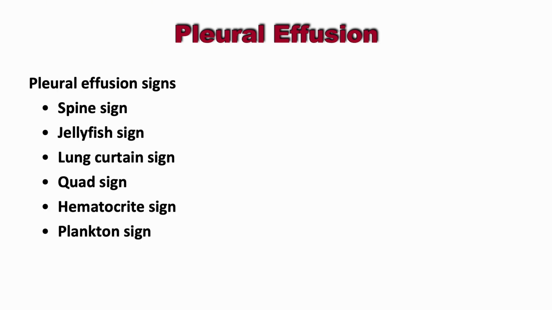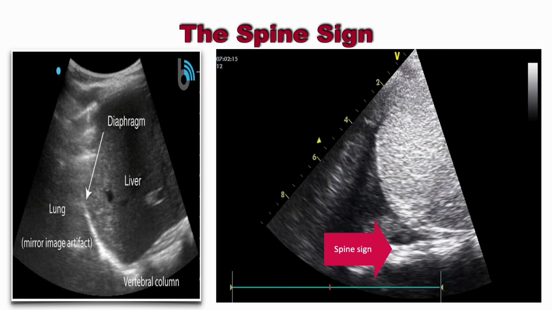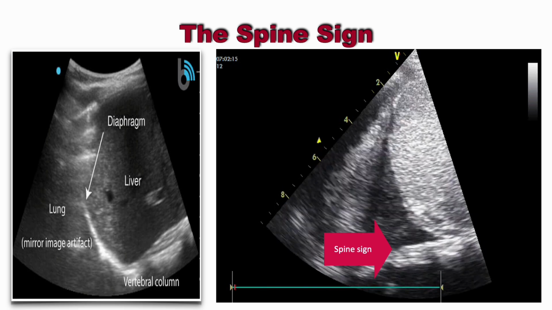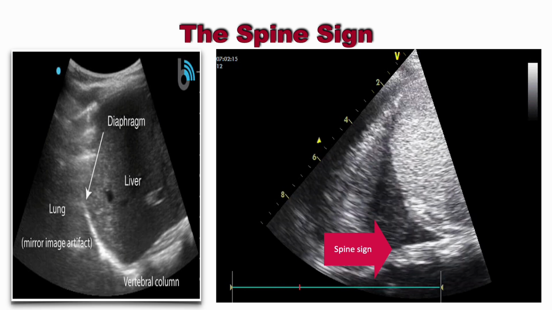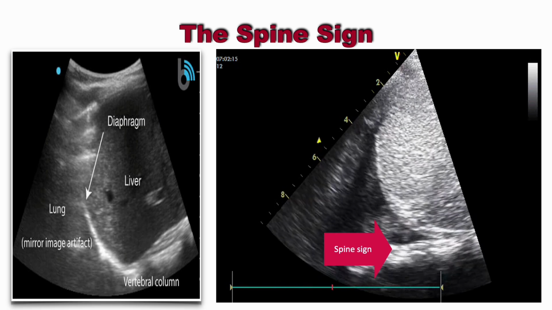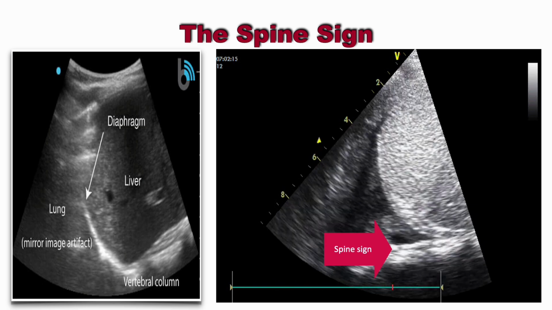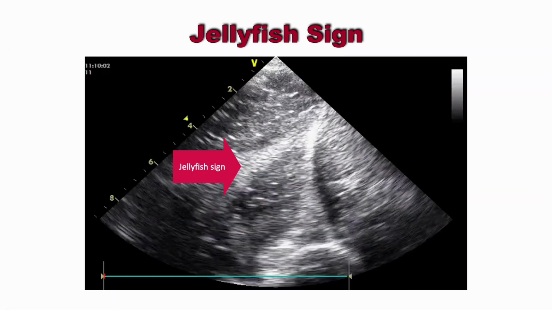Pleural effusion signs: spine sign, jellyfish sign, lung curtain sign, quad sign, hematocrit sign, and plankton sign. Using the curvilinear or phased array probe at the PLAPS area, on the left you cannot visualize the vertebral column past the diaphragm, while on the right you can see the vertebral column past the diaphragm. Of course, we can see pleural effusion here, but our emphasis is on the presence of the vertebral column, the spine sign.